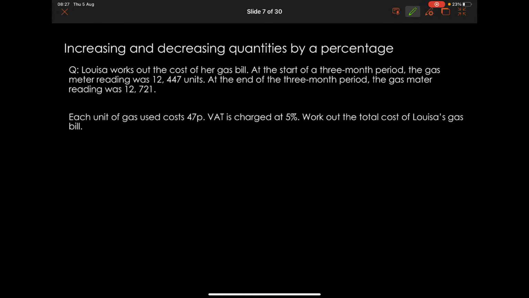So here's another question. Louisa works out the cost of her gas bill. At the start of a 3-month period, the gas meter reading was 12,447 units. At the end of the 3-month period, the gas meter reading was 12,721. Okay, for a start, I can't spell. Okay, so meter, not meter. Each unit of gas used costs 47p. VAT is charged at 5%. Work out the total cost of Louisa's gas bill.